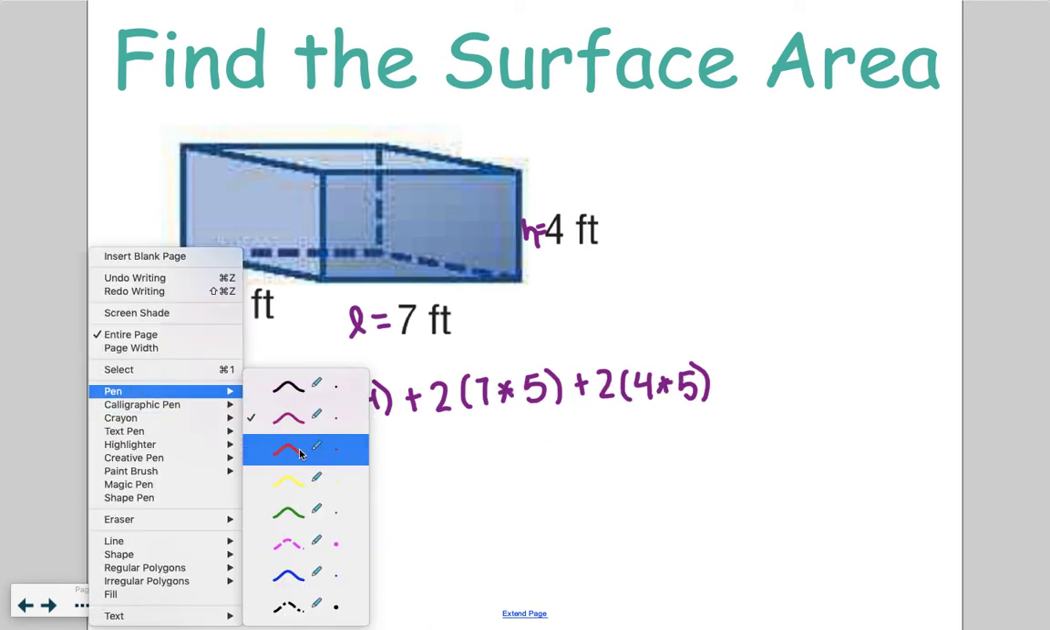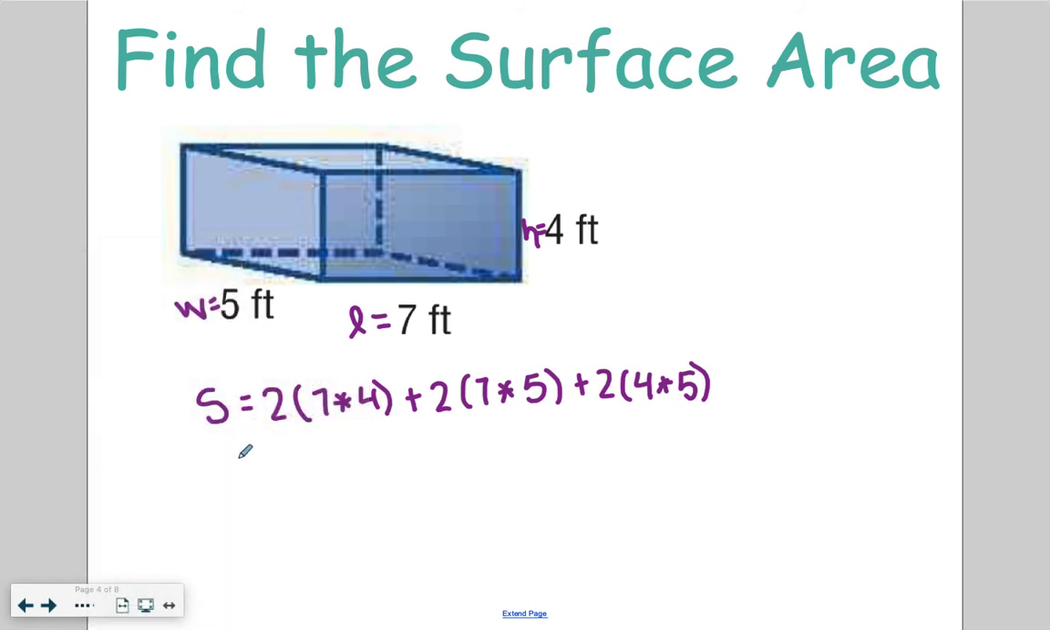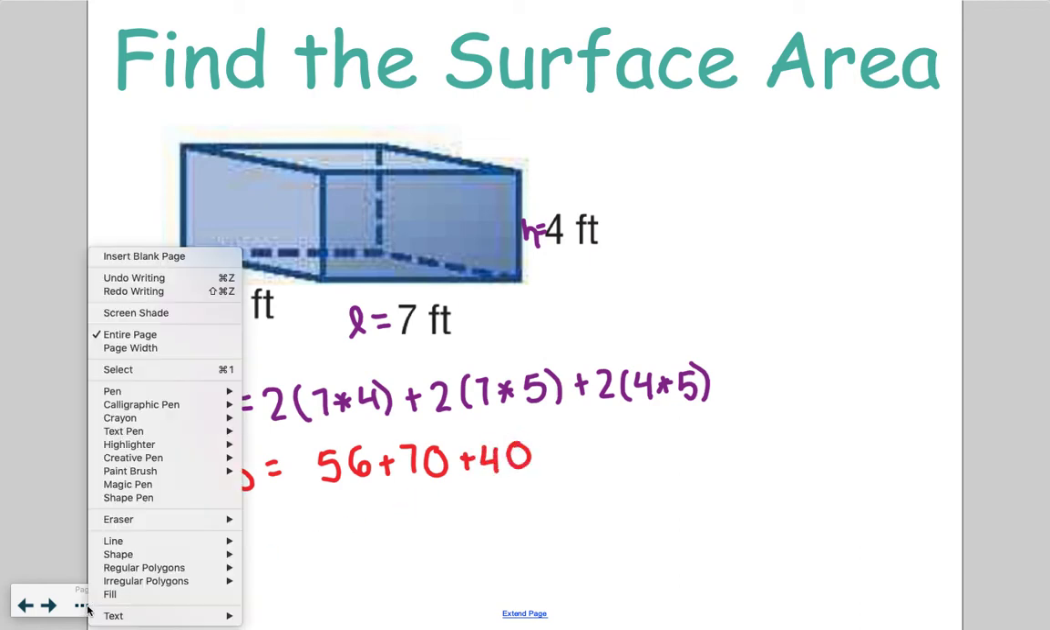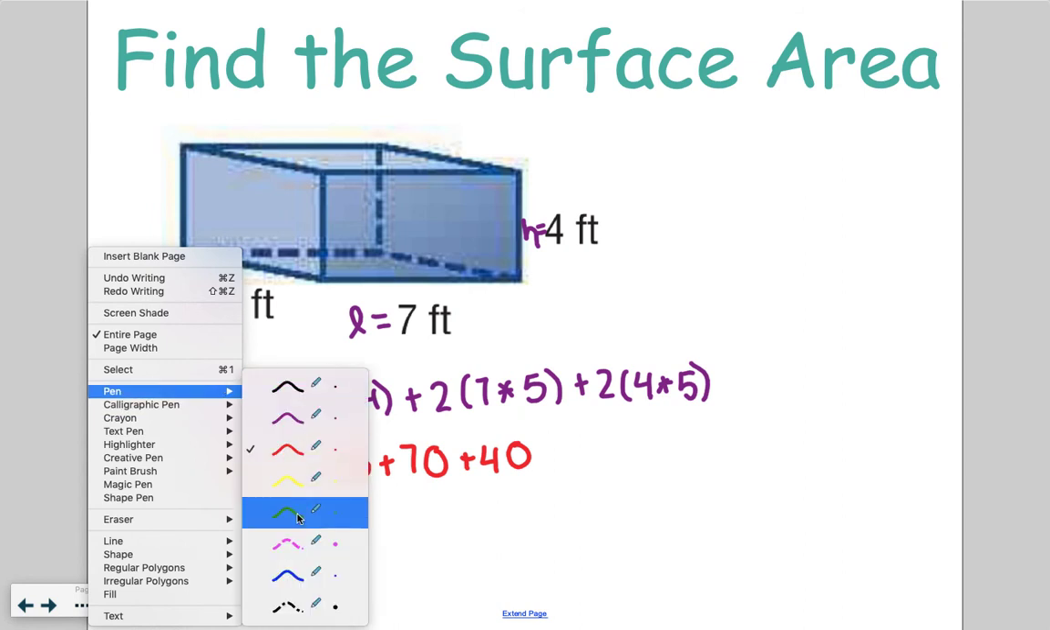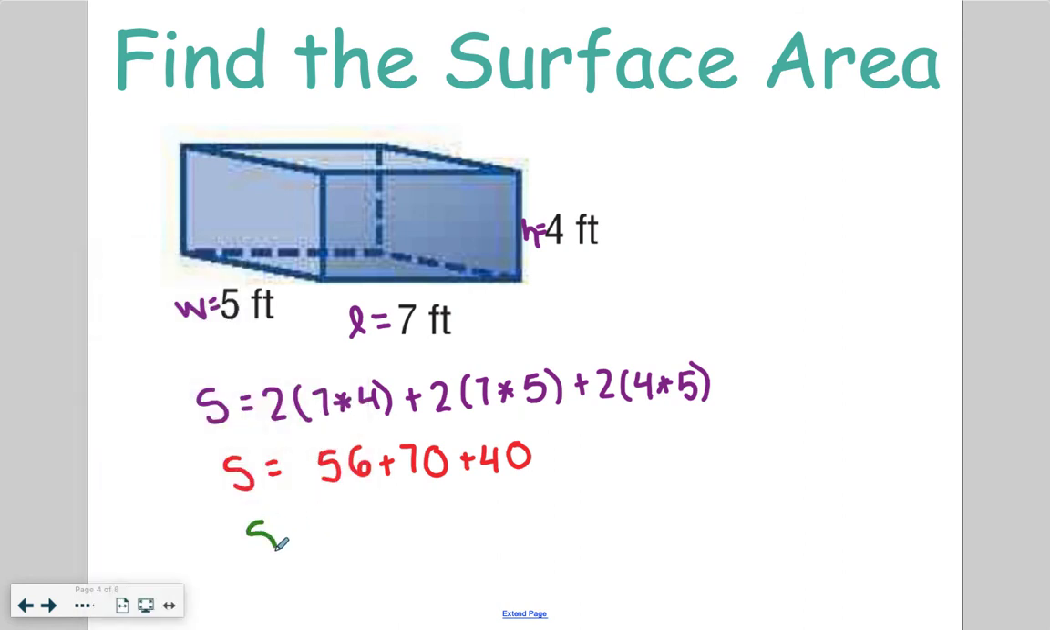Then you're going to want to go through and solve each of those pieces. So the first part, 2 times 7 times 4, is going to give us 56, and then plus 2 times 7 times 5, which is 70, and then plus 2 times 4 times 5, which is going to give us 40. And then you're going to want to add those all up together. So 56 plus 70 plus 40 gives you a final surface area of 166.